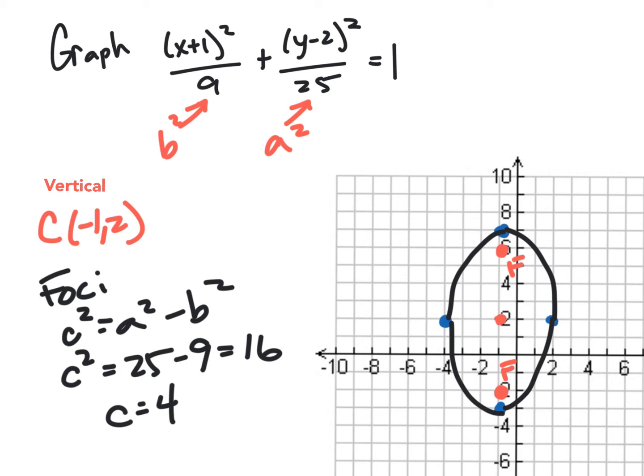All right, lastly, I want to list the eccentricity, which is e. Well, e is just c over a, so c was 4 and a is 5. Now, because this isn't very close to 0, we can see that it's not a very circular ellipse. And there we have it. We've graphed an ellipse given its equation in standard form.